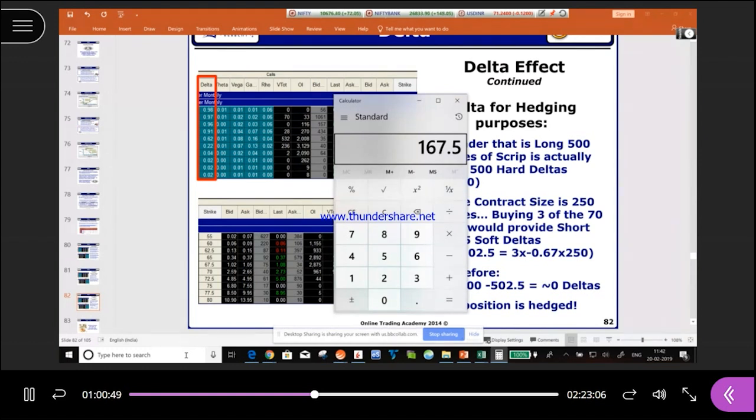If one lot hedges 167.5, how many lots will hedge 500? That is 500 divided by 167.5, which will give you 3 lots. So once you buy 3 lots of 250 of the 70 put options, you would hedge exactly 1:1. 3 lots means 750 shares. 750 into the value of delta gives you 502.5 shares. So with 3 lots your hedging is 1:1. Understood?